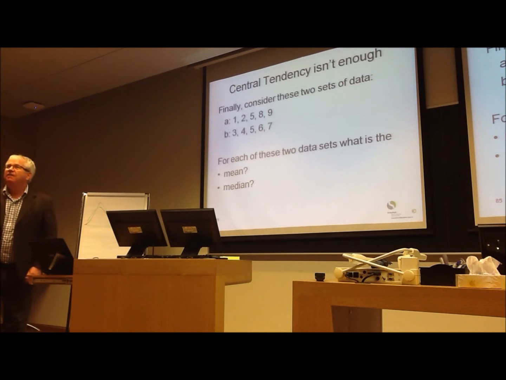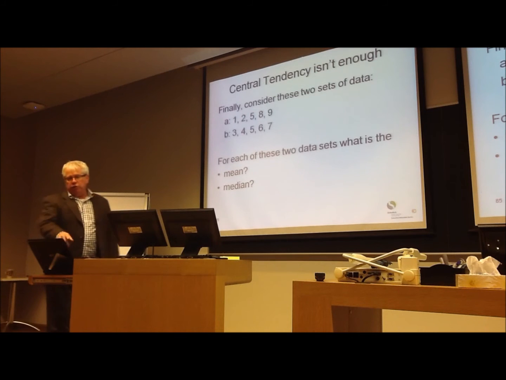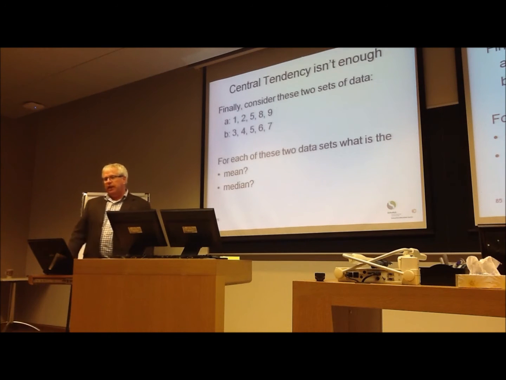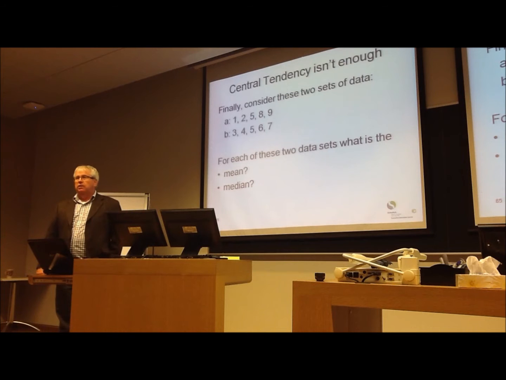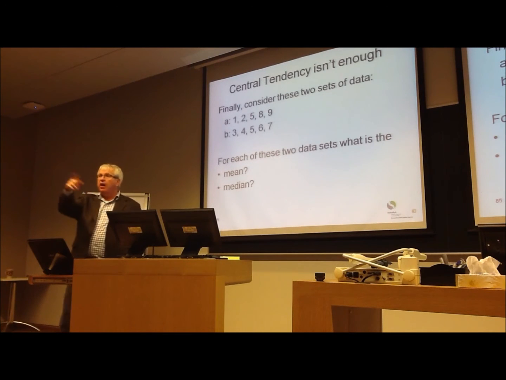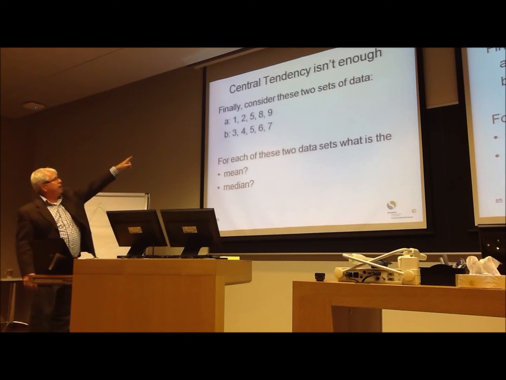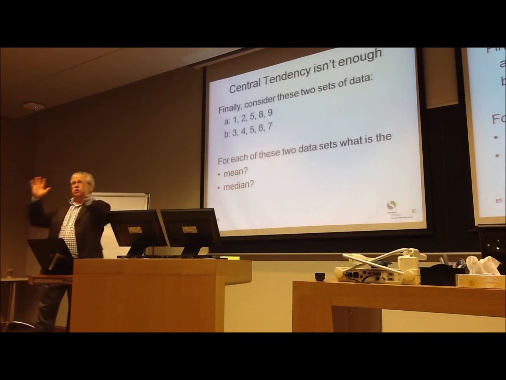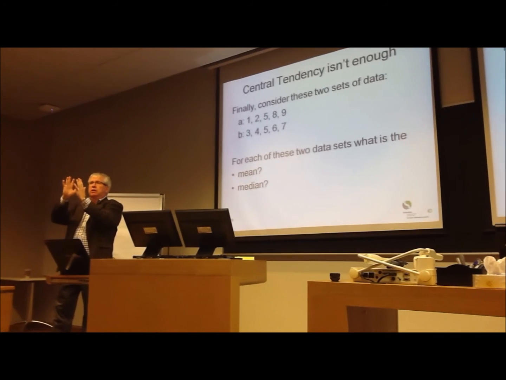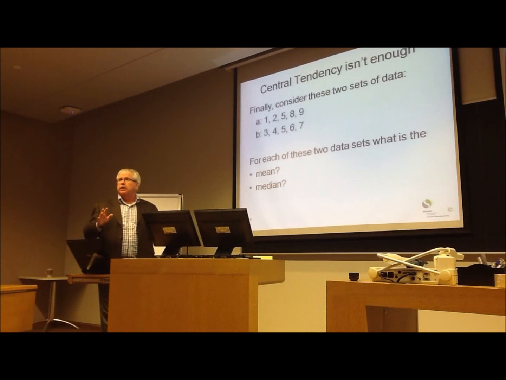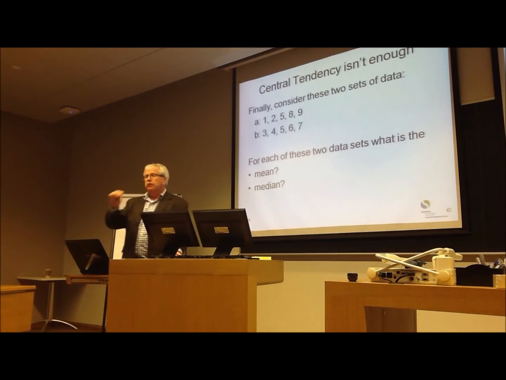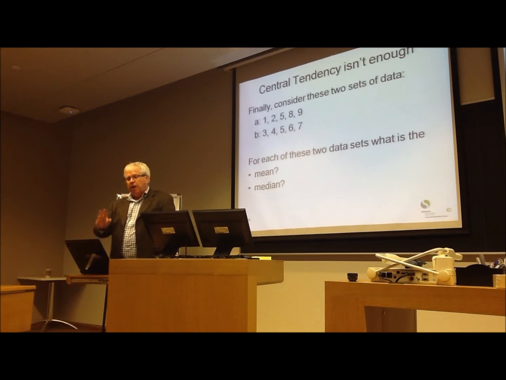Maybe that's 5. Yeah, something like 5, right? But what is different about these two sets of data? If you look at them, the variance between the numbers. The variance, the spread, the dispersion. This one ranges from 1 to 9. This one only ranges from 3 to 7. A very simplistic example, granted, but in both cases, the central tendency, the mean and the median, are the same. But what's different about this set of data is the amount of variability.